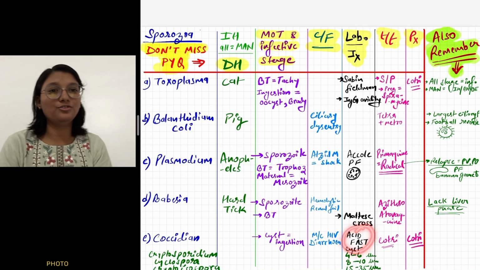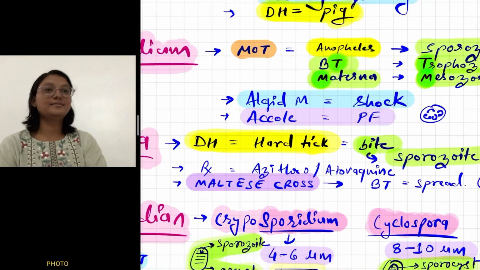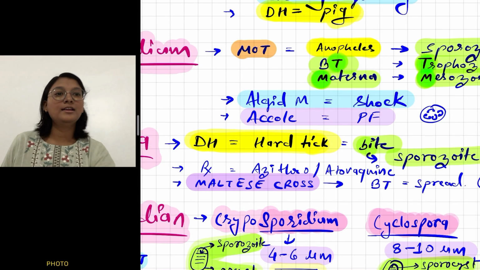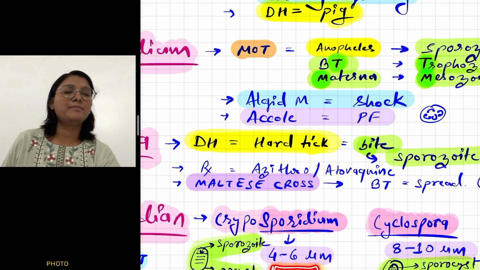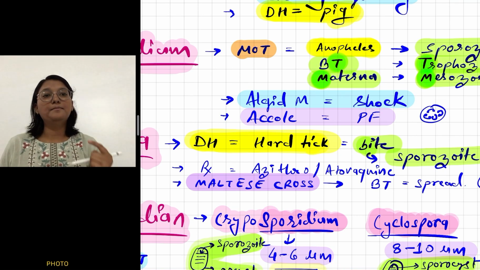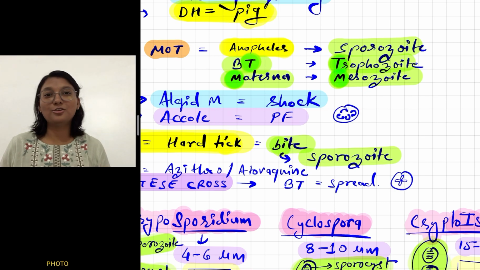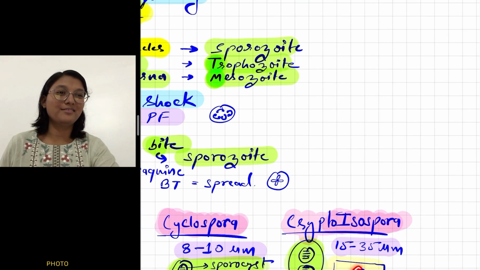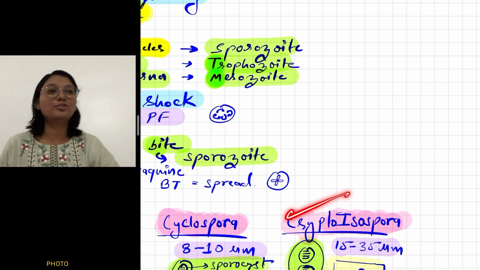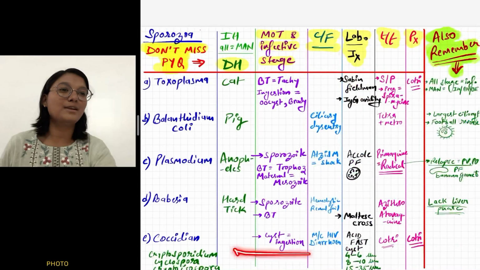And acid fast cysts, you have to specifically remember all 3 cysts with their size. So here I have written, they will show you this kind of microscopic picture, the small 4 to 6 micrometer Cryptosporidium, and rounded 8 to 10 micrometer Cyclospora, and the oval shape covering almost whole slide 15 to 35 micrometer Cystoisospora. Okay, so these 3 specific points you need to remember, I have written them here.